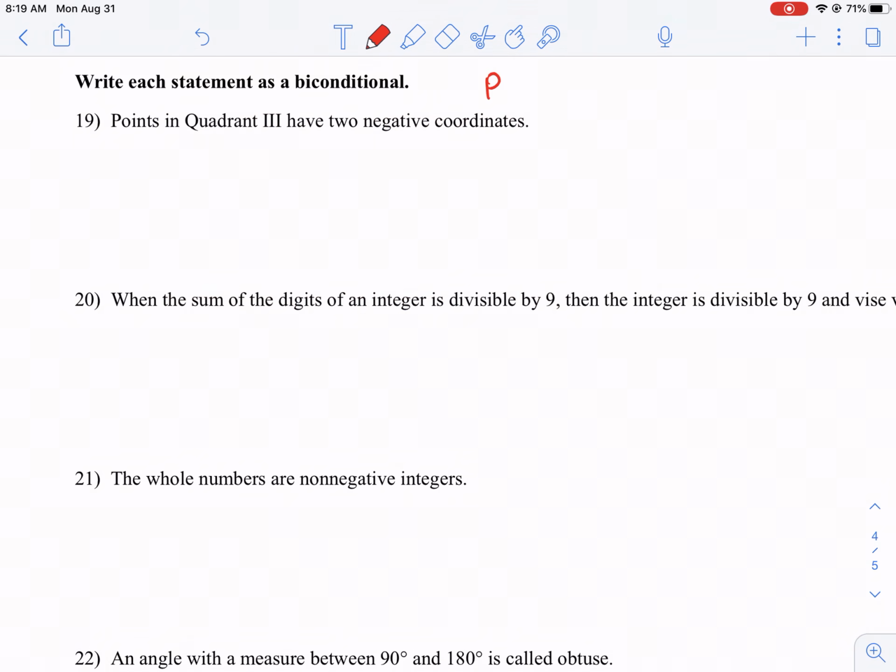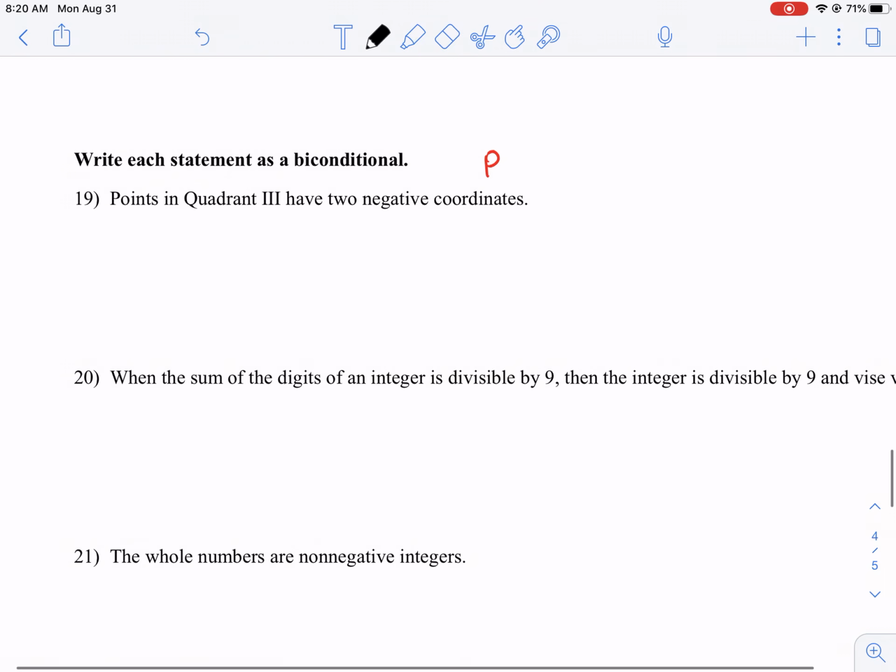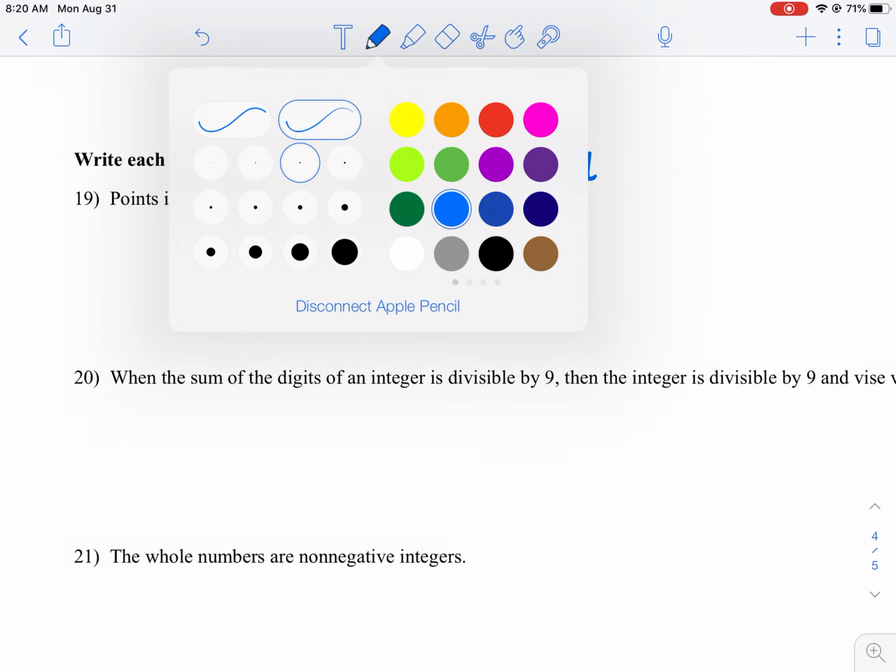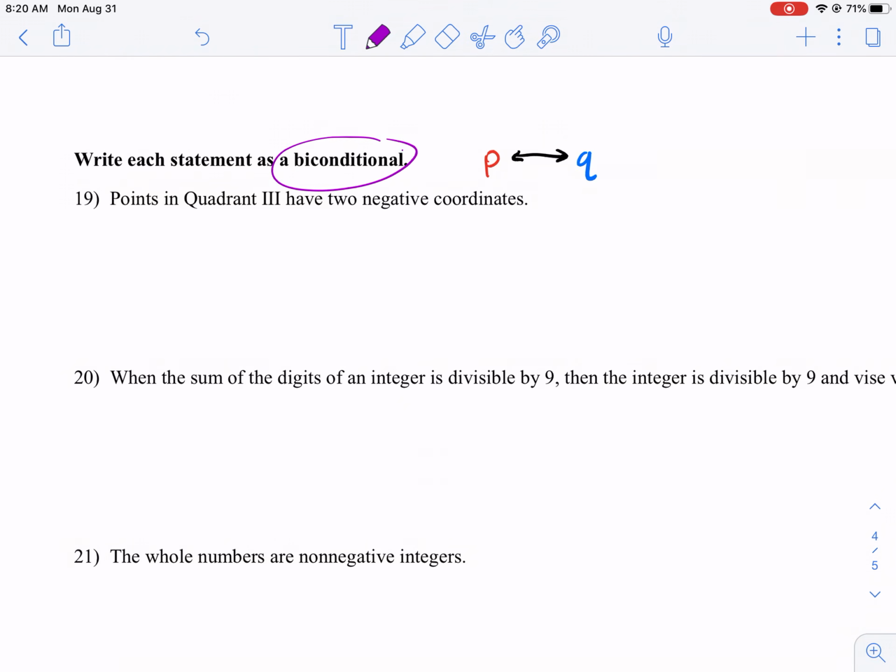This is where we have a true P and a true Q and a true converse. True conditional and a true converse. So it's written as this. This is biconditional right there.